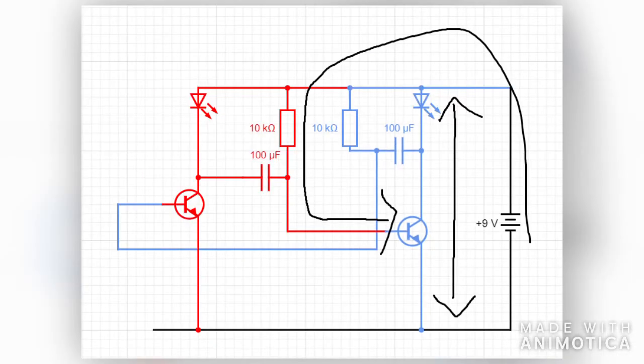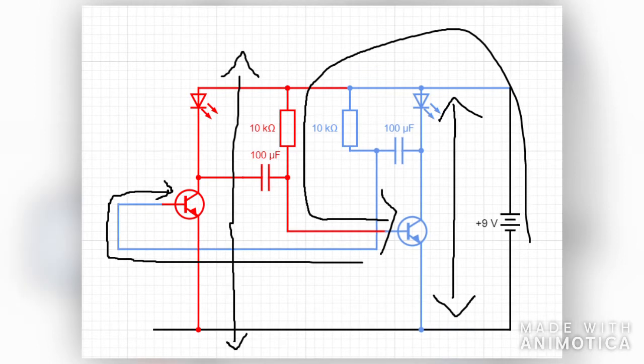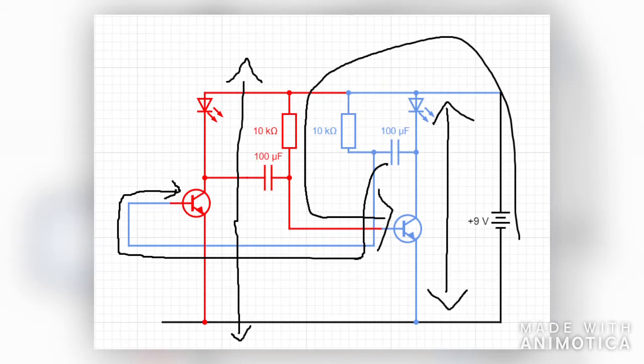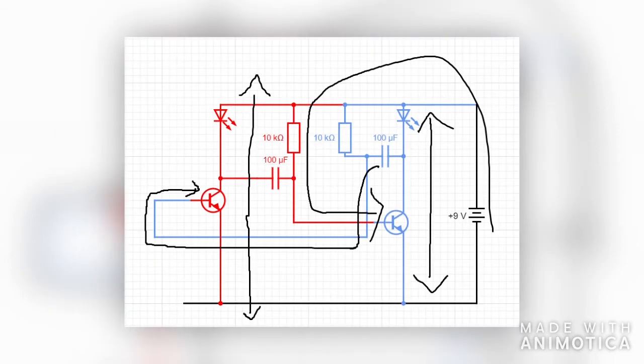Current will flow from the red resistor all the way to the base of the blue transistor, which opens up the pathway for the blue LED and the blue capacitor. Then the blue capacitor will start to charge up. From there, the current will flow all the way to the base of the red transistor, opening up the pathway for the red LED and capacitor. Then the red capacitor will start to charge up.